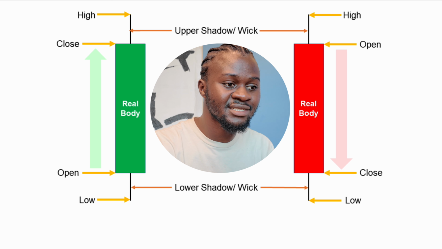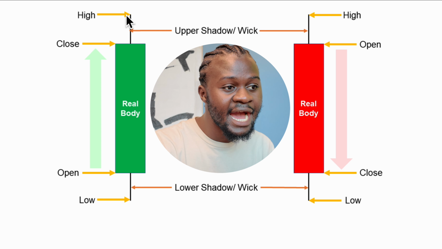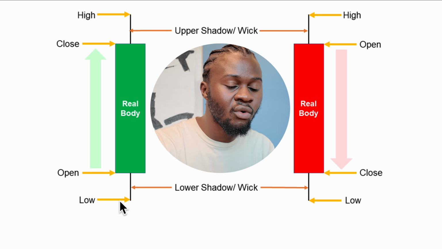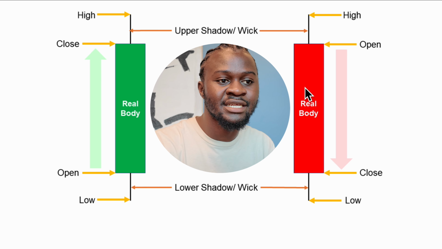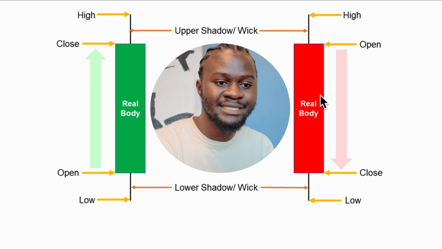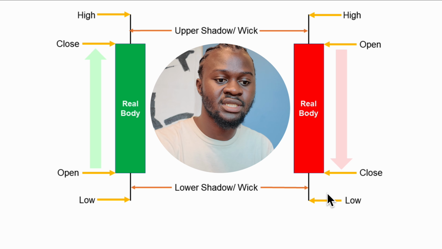So this is a bullish candlestick, and this is the body. Like we said, every candlestick has a body. This is the high, all right, this is the close, this is the open, and this is the low. Unlike the bearish candlestick, which is the red one, this is the high, this is the open, this is the body, and this is the close, this is the low.